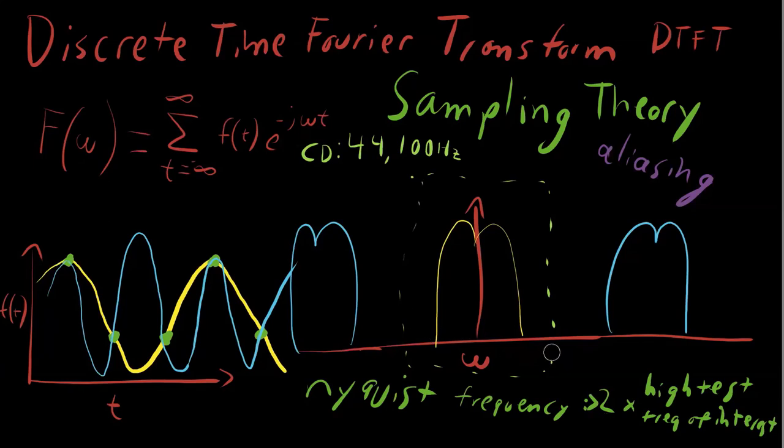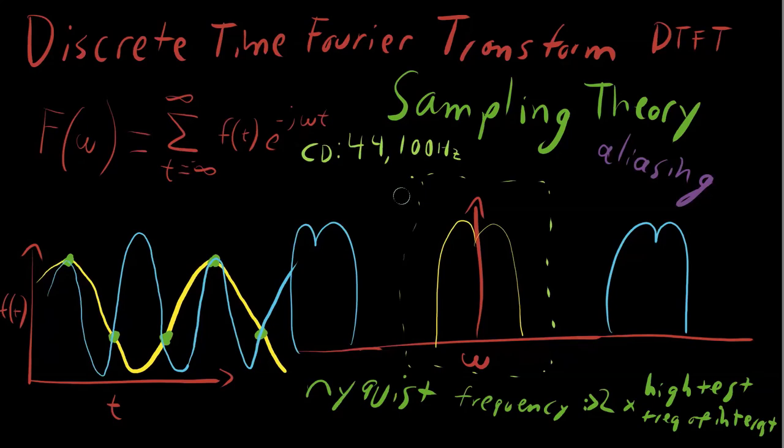Why? Because if you take the inverse discrete time Fourier transform of the block of interest right along the center, you're guaranteed not to have the tips overlap, and thus you can completely reconstruct your signal by taking the inverse of this Fourier transform. That's phenomenally powerful. And so with all of that, you now know why we have CD quality sampling at 44,100 hertz.